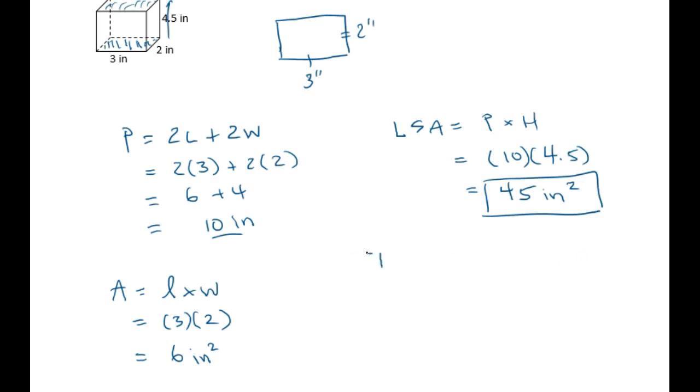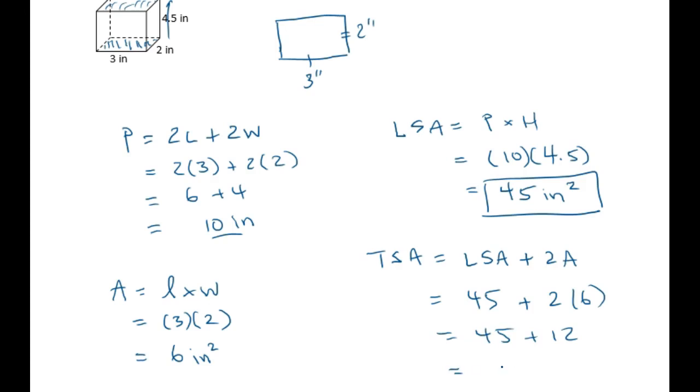Total surface area takes our lateral surface area and adds 2 of our bases. We have 2 bases on either end, so we're going to close off the shape. We're going to add 2 of those base areas. We already have the lateral surface area of 45 inches squared, and we're going to add 2 times 6, the area of our base. So 45 plus 12 gives me 57. And again, you're doing inches squared plus inches squared, so in the end the unit is inches squared.